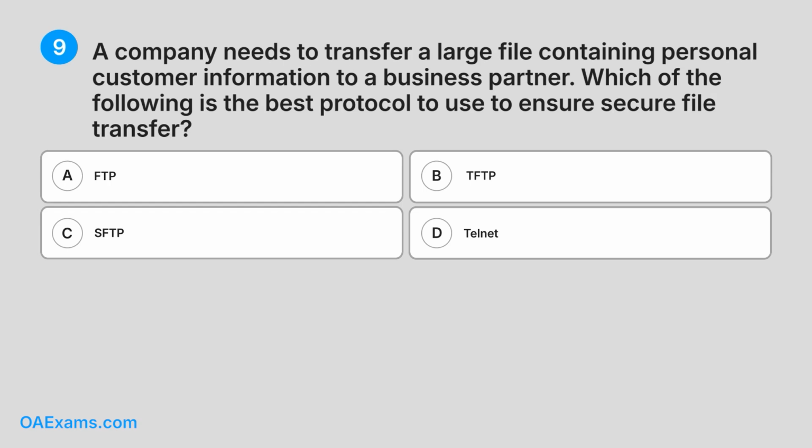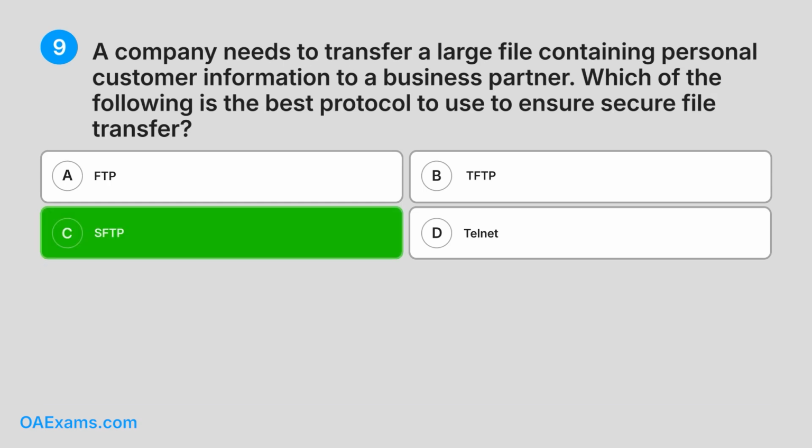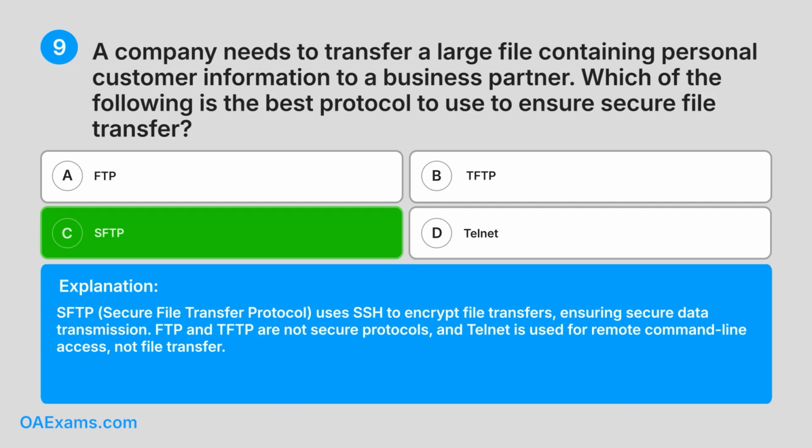Correct. Answer C. SFTP. Explanation: SFTP, Secure File Transfer Protocol, uses SSH to encrypt file transfers, ensuring secure data transmission. FTP and TFTP are not secure protocols, and Telnet is used for remote command line access, not file transfer.